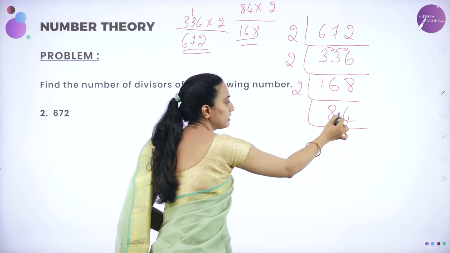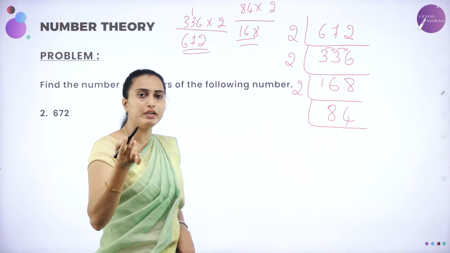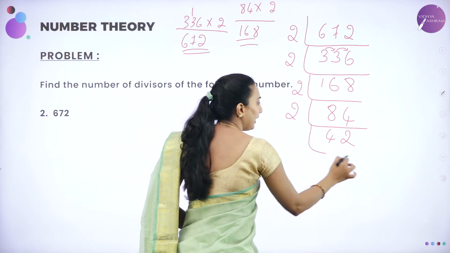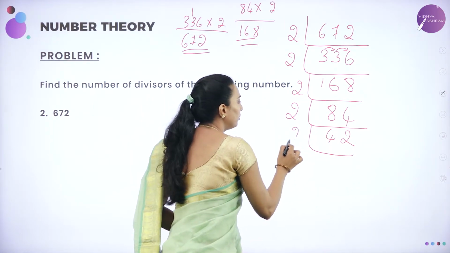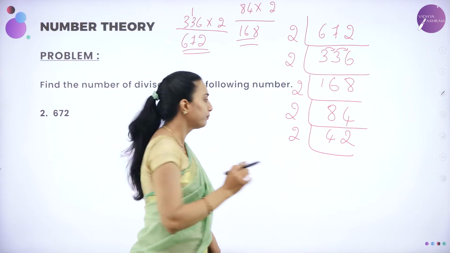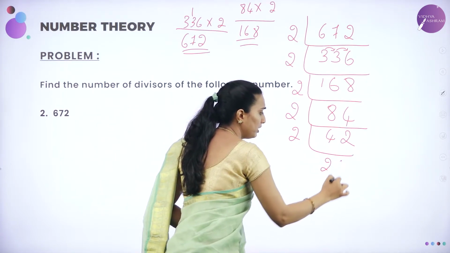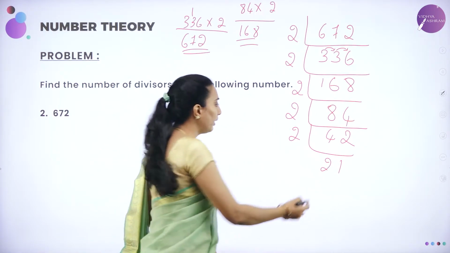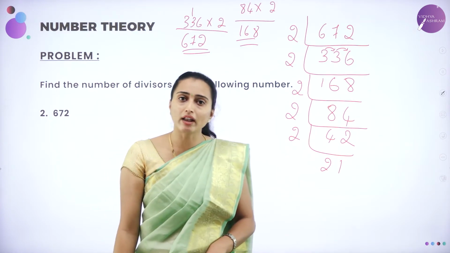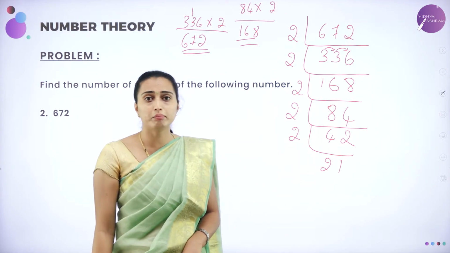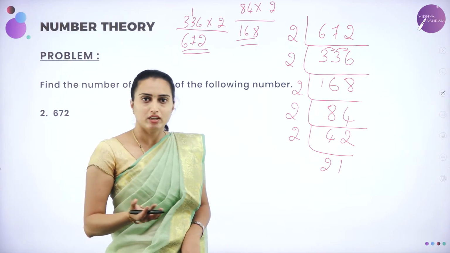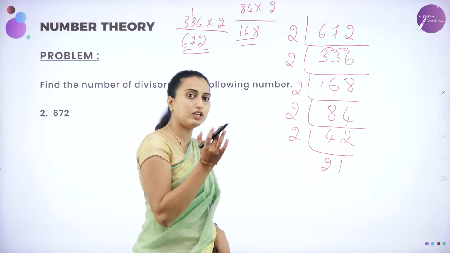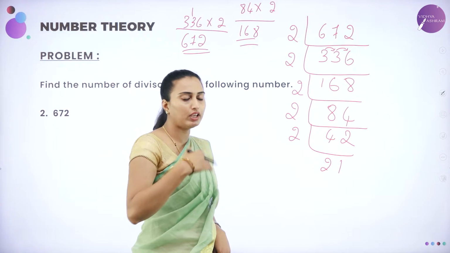Next, again it is an even number, so it can be divided by 2. 2 fours are 8, 2 twos are 4. Again it is an even number, so 2 again. Ending with 2 is an even number, right? 2 twos are 4, 2 ones are 2. Next, again is it an even number? No, it is ending with 1. 1 is not an even number, it is an odd number. Which odd prime can we take? 3. Next to 2 comes 3 only. Ma'am, why can't we take 5? We cannot leave 3 and go to 5. If it is not divisible by 3, then we can go for 5.